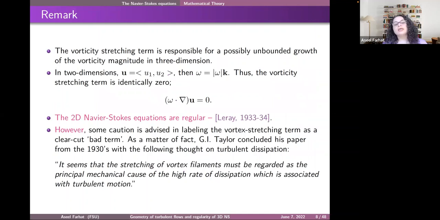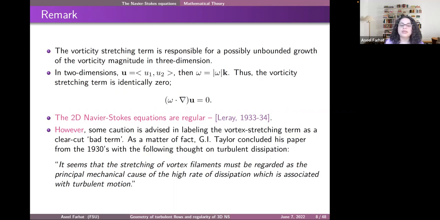Now, this kind of confirms that this is the bad term in the equation. Another confirmation comes from the 2D Navier-Stokes equations, where the vorticity is a vector in the k direction and the velocity is in the xy directions. So this vorticity stretching term is zero in the 2D Navier-Stokes equations. And that's another confirmation: since we have regularity for 2D Navier-Stokes, this is maybe the problematic term in the equation.